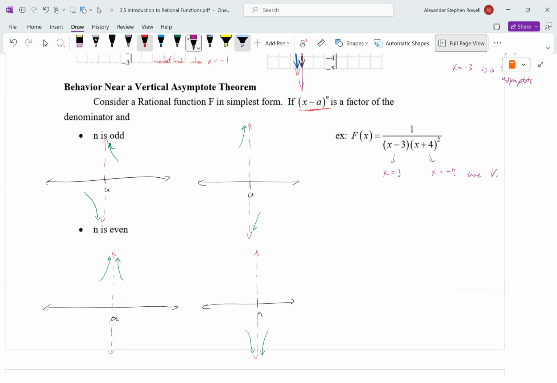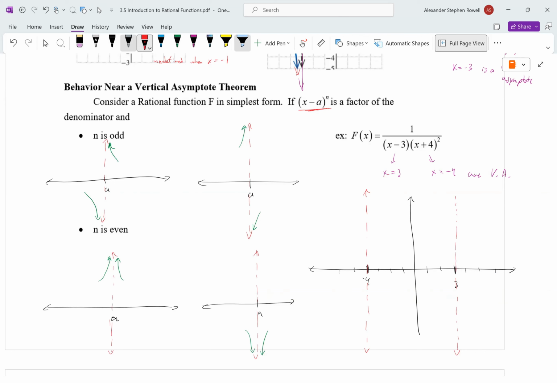Our vertical asymptotes, -1, 2, 3, -4, 1, 2, 3. Okay, I'm going to draw vertical asymptotes there. We draw them as dotted lines, so we know it's not part of our graph. And we know our graph cannot cross these lines.